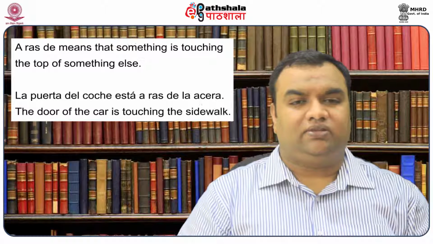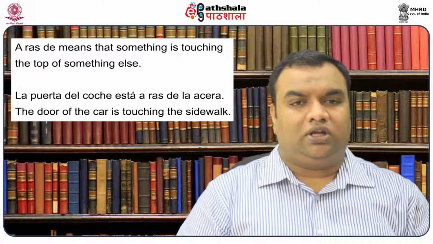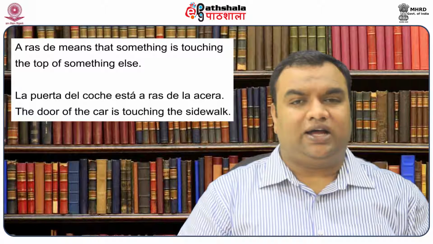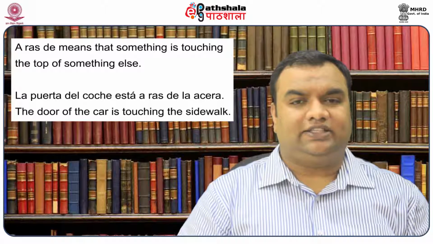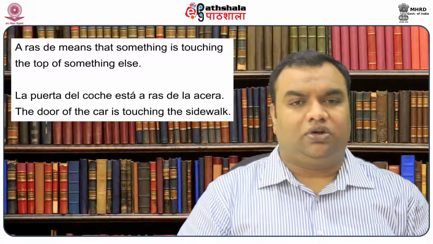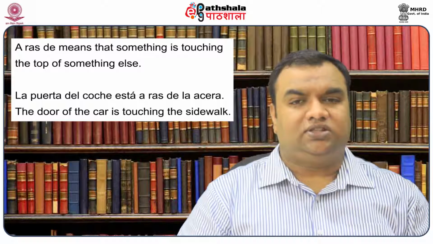A ras de means that something is touching the top of something else. La puerta del coche está a ras de la acera. I repeat, la puerta del coche está a ras de la acera. In English, the door of the car is touching the sidewalk.